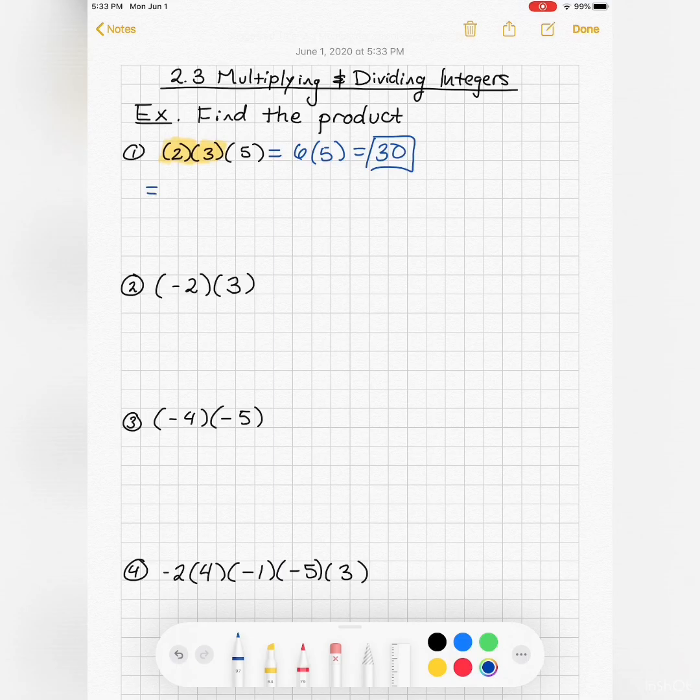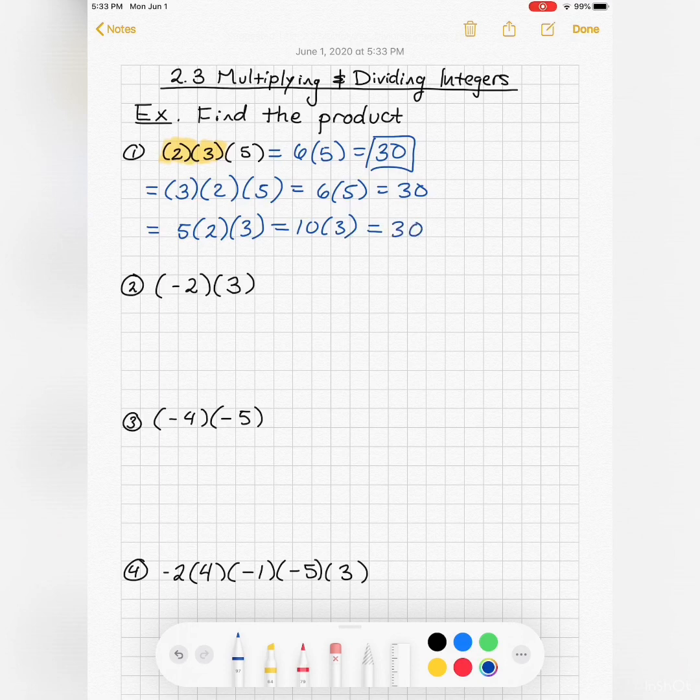Or if I wanted to, I could even rearrange. 3 times 2 times 5. Then I'd have 3 times 2 is 6, times 5 is also 30. I could even make 5 times 2 times 3. Then I'd have 10 times 3. You see, no matter how I rearrange these factors, since those are all multiplying together, you can see I get the same results. I can multiply those factors in any order.